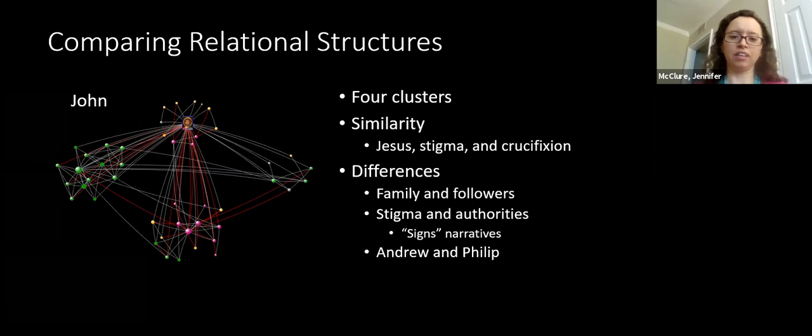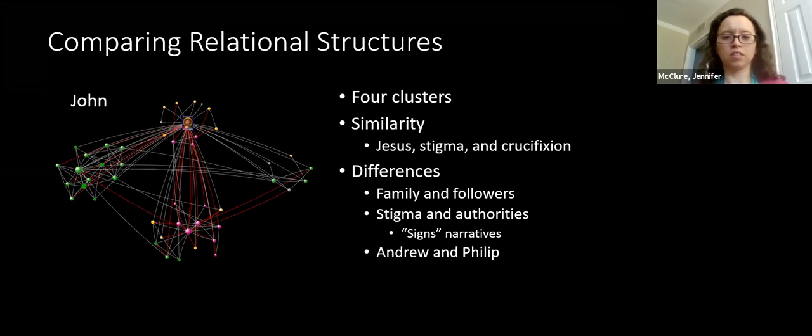And it is that in Jesus's network, he is grouped with people who are stigmatized, and he's also grouped with people who are connected to his crucifixion, whether soldiers or the two criminals with whom he was crucified. Everything else is pretty much different. And the first difference that we see in the first cluster, counterclockwise to Jesus's, is that Jesus's family and followers are largely grouped in the same cluster.